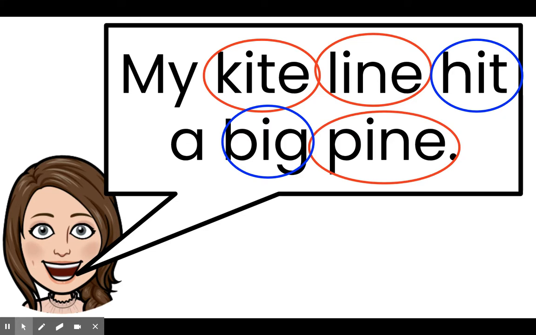Now, you may have noticed that the word my also makes the long I sound. You're correct. That is the long vowel pattern for I. We won't be working with that particular vowel pattern this week. We're going to stick with the silent super E. But if you noticed that the word my also had the long I pattern, pat yourself on the back. You're awesome.